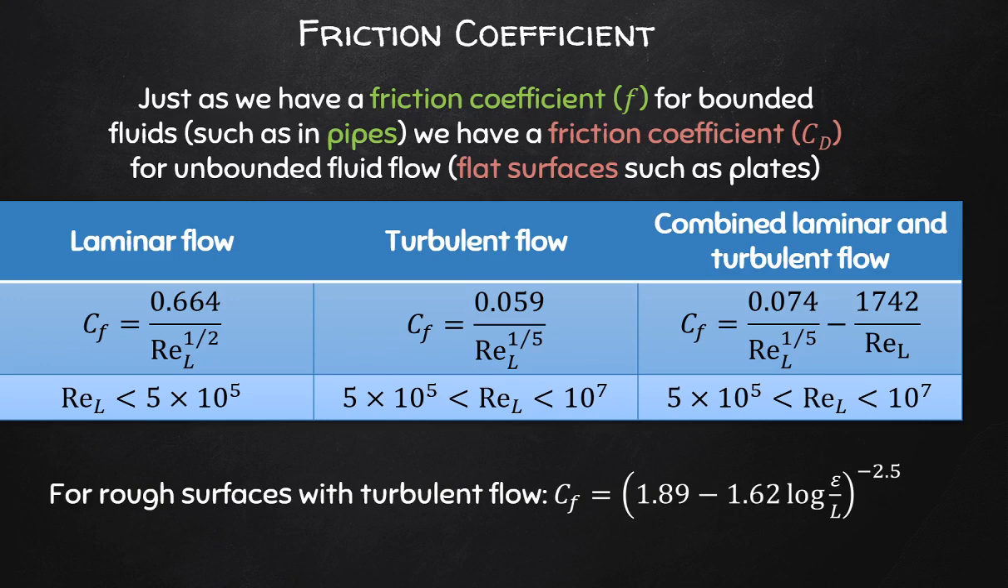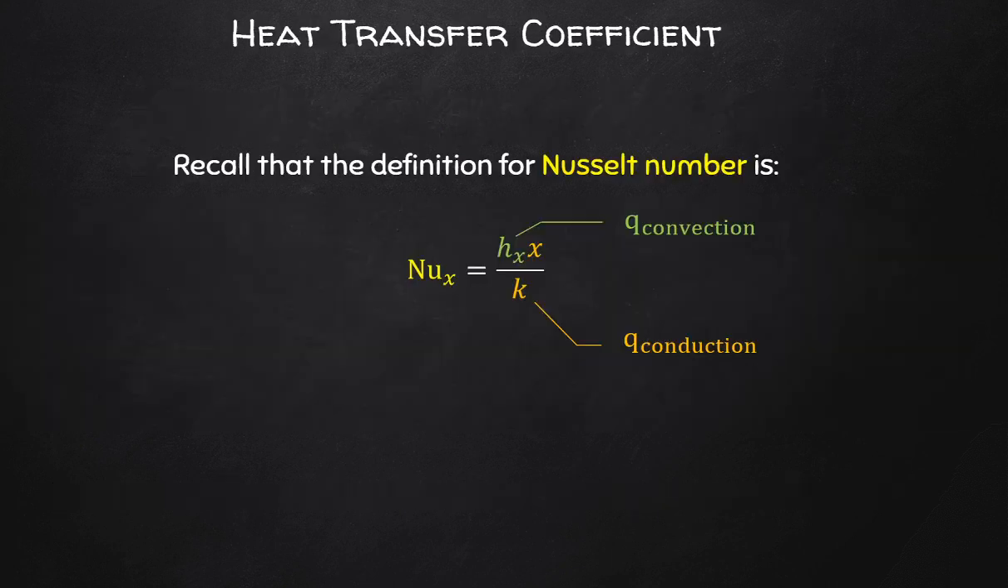And for very rough surfaces, the following equation may also be used. It's kind of like when we use the von Karman equation when we have fully rough developed flow regimes in pipelines. Right, and notice that this equation, for instance, is a function of the absolute roughness epsilon and the length L. Now similarly, we have also a set of equations for the Nusselt number.